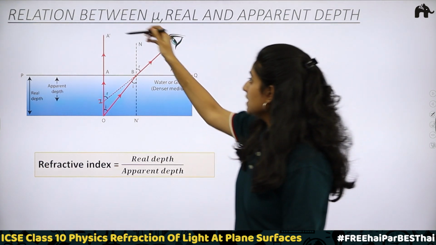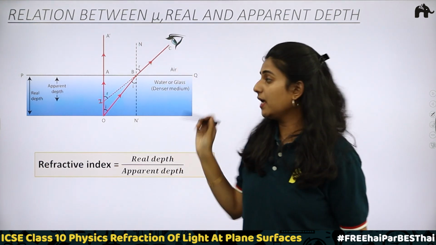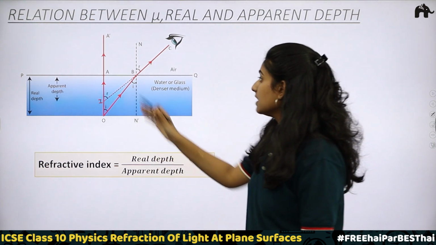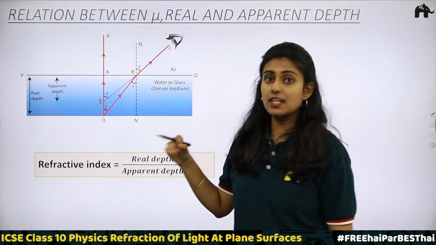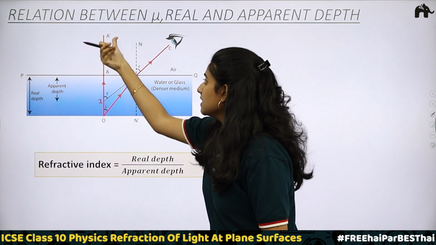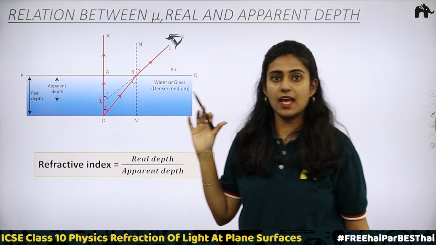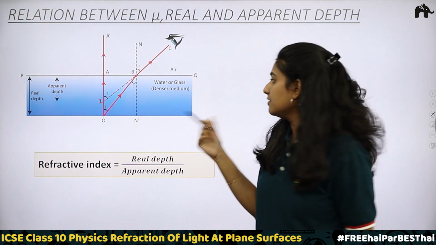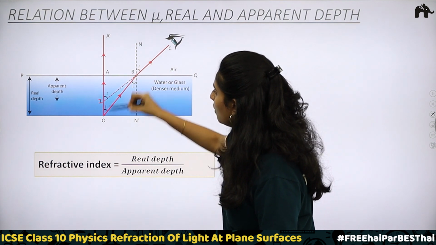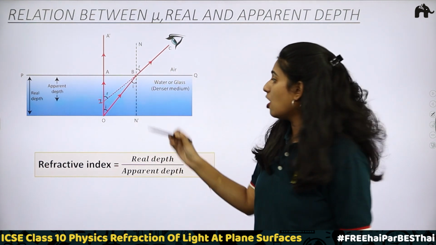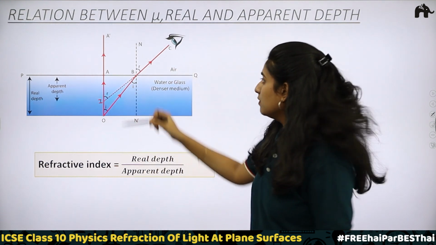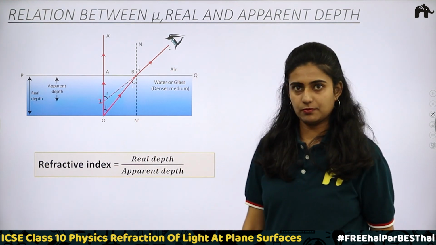If the person is standing here and viewing, then he will be able to see the object at this point only. Why? Because in that case, there is no refraction shift. There is refraction happening, but still the angle is 90 degrees. At normal incidence, the object will appear at the same point. There will be no shift in the position. So here we have considered the normal. A dash O is the normal. The object and the image that is observed by the observer will be on this normal line.